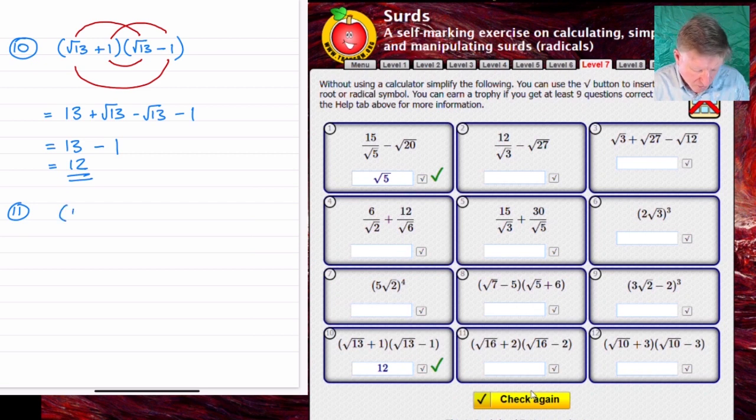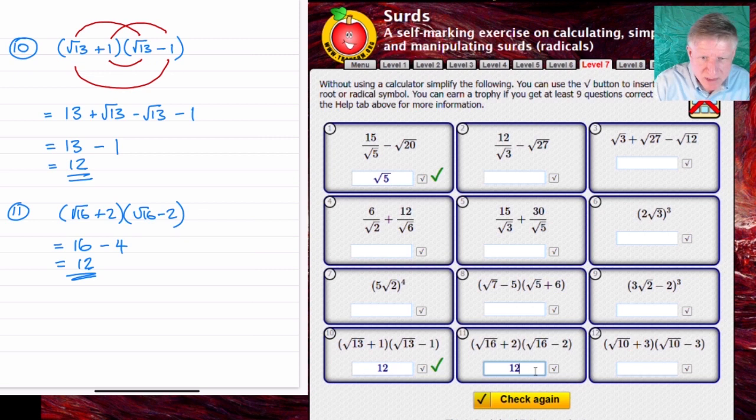Well, we've got root 16 plus 2, root 16 minus 2. I'll do the clown's face, and I'll see I get 16. Then I get plus root 16 and plus 2 root 16 and minus 2 root 16, so the irrational bit disappears, and I'm just left with minus 4. That's the 2 times 2. And that's equal to 12. Now, the fact that the answer is exactly the same as the last one is a bit of a coincidence, but let's try one more.